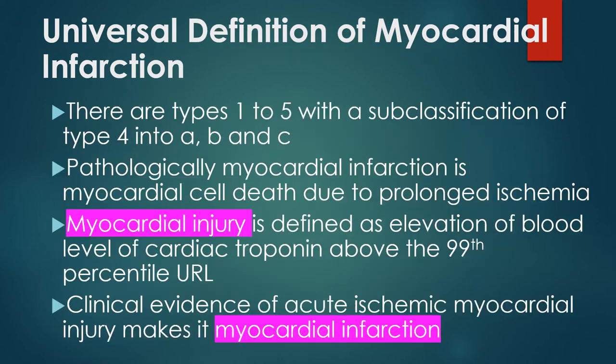According to the universal definition of myocardial infarction, there are types 1 to 5 with a subclassification of type 4 into A, B and C. Pathologically, myocardial infarction is defined as myocardial cell death because of prolonged ischemia, that is lack of blood supply. Myocardial injury is defined as elevation of blood level of cardiac troponin above the 99th percentile upper reference limit, known in short as URL. Clinical evidence of acute ischemic myocardial injury makes it myocardial infarction.